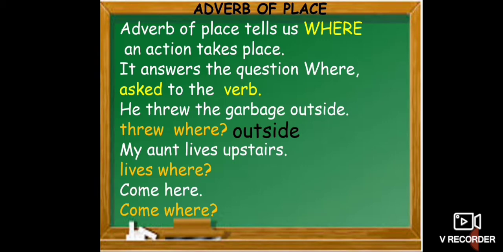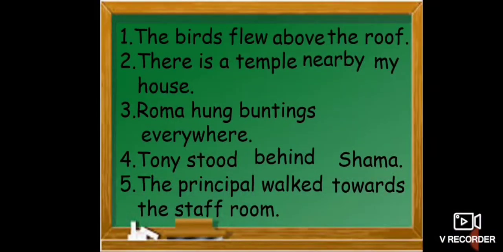Lives where? Upstairs. Come here. Come is the verb. Ask the question. Come where? Here. So, when a word gives you the answer for where, that is an adverb. When you ask the question where to the verb and it answers you, that is adverb of place. Let us do these sentences. The birds flew above the roof.